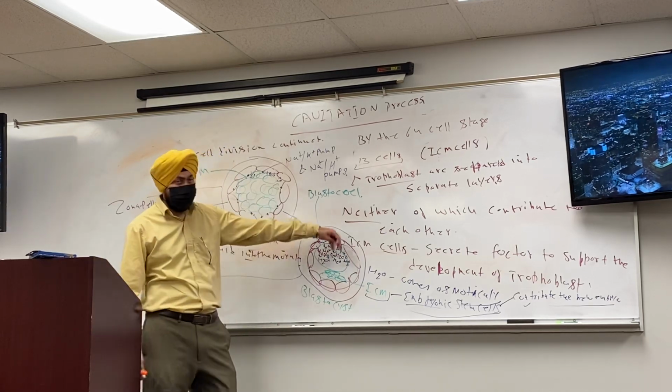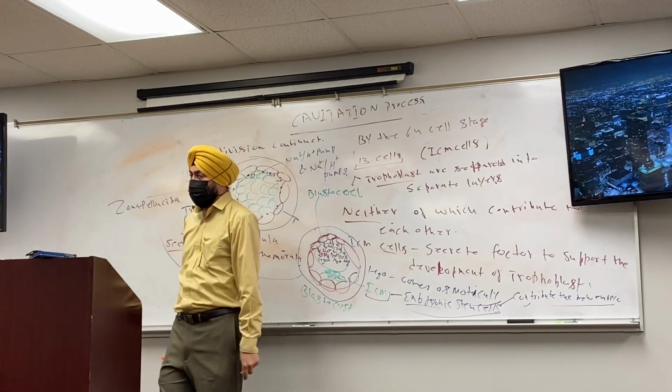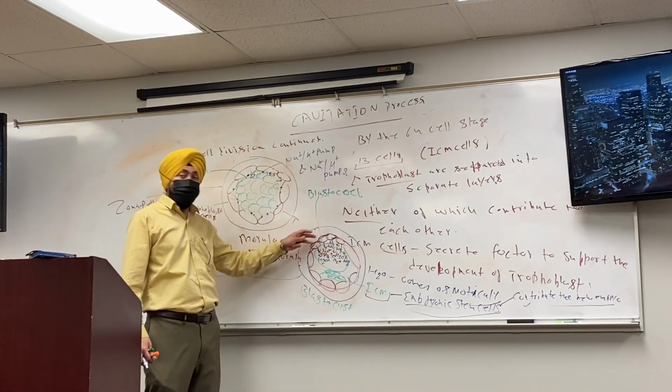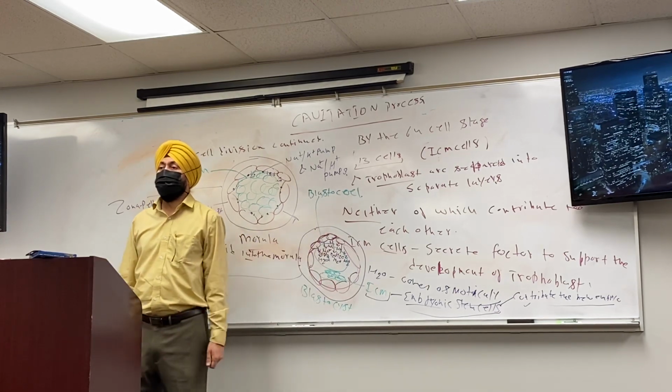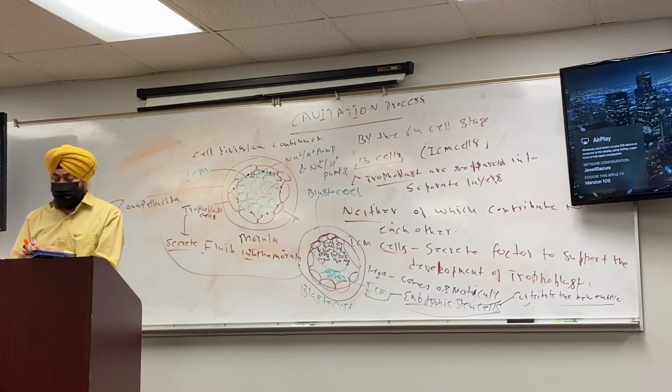And the cells which are surrounding it are trophoblast cells. These are going to give you the chorion, and we are still saying that all these are surrounded by the zona pellucida. Making sense? Okay, now talk to each other, then we'll go further.